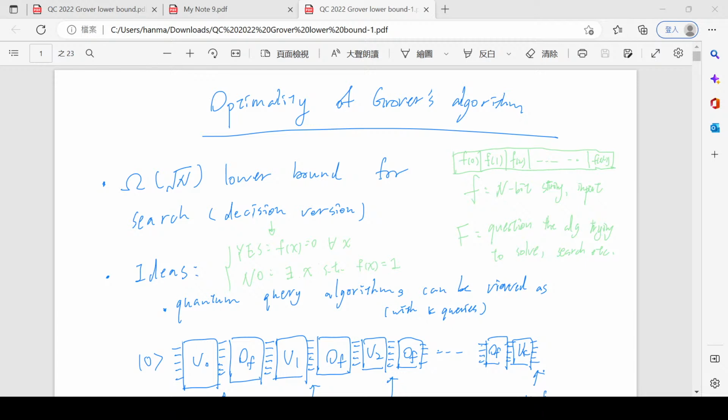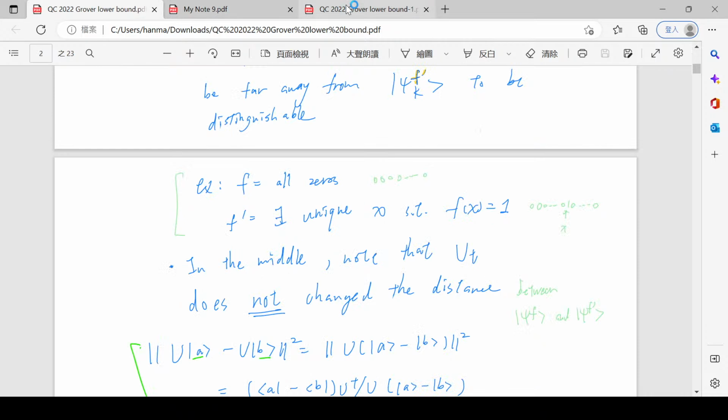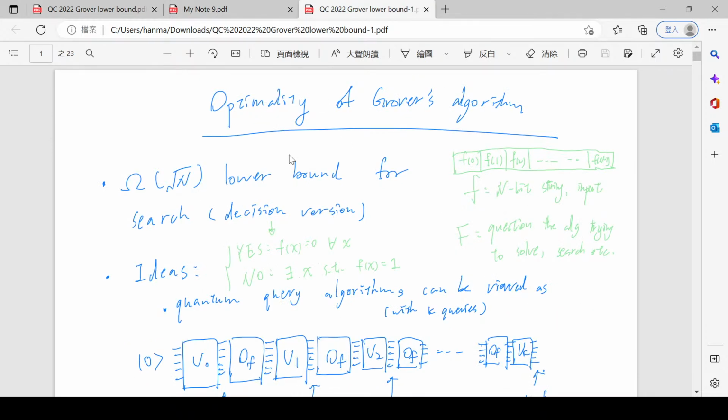We are starting on our very technical proof of the lower bound for the Grover algorithm, the lower bound for the search problem. And we'll see later that this is also equivalent to the OR function. So we are just starting with the high-level idea of this lower bound on the search problem, or proving the optimality of Grover's algorithm.